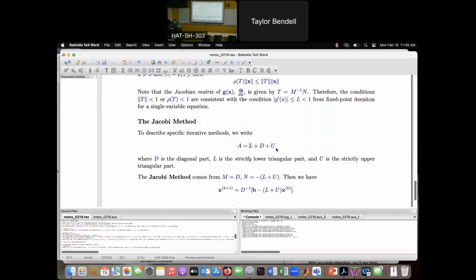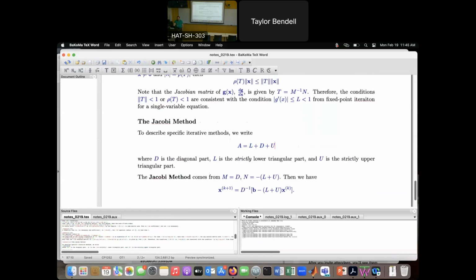L and U are not the same as from the LU decomposition, so don't even go there. That's correct. It's gone now. But this is convenient for describing these iterative methods.